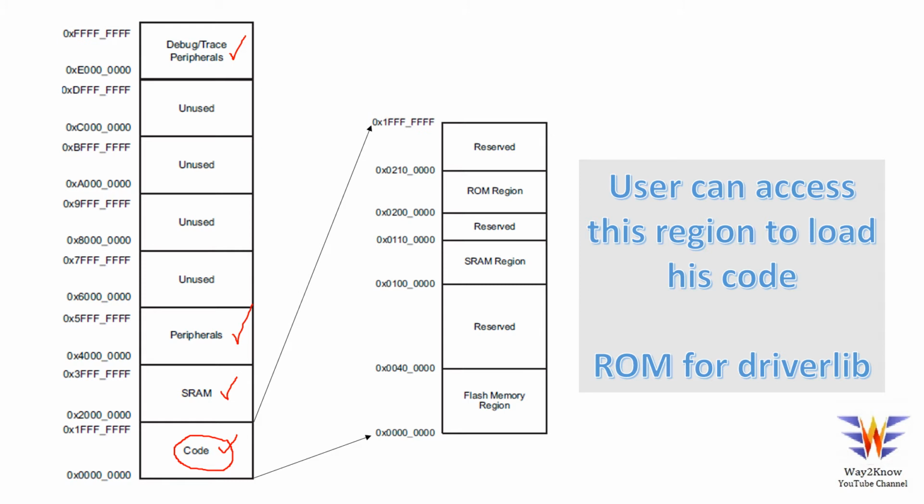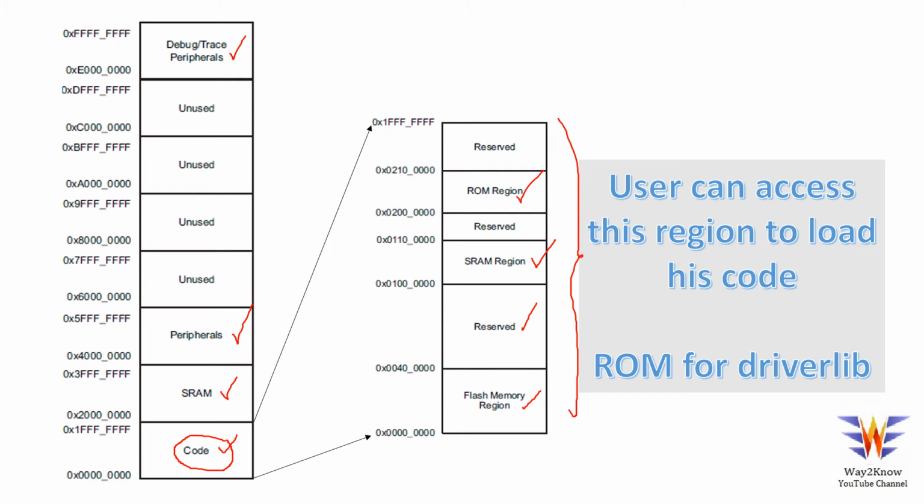Coming to these peripherals, SRAM and code, we use this code memory to load our application code. So when a microcontroller user compiles his program and loads the hex file to the microcontroller, it is to this code zone where the program gets loaded. Now this code zone is again divided into different sections. One is the flash memory region, second one is reserved, another is called the SRAM region, and there is one more region called the ROM region.